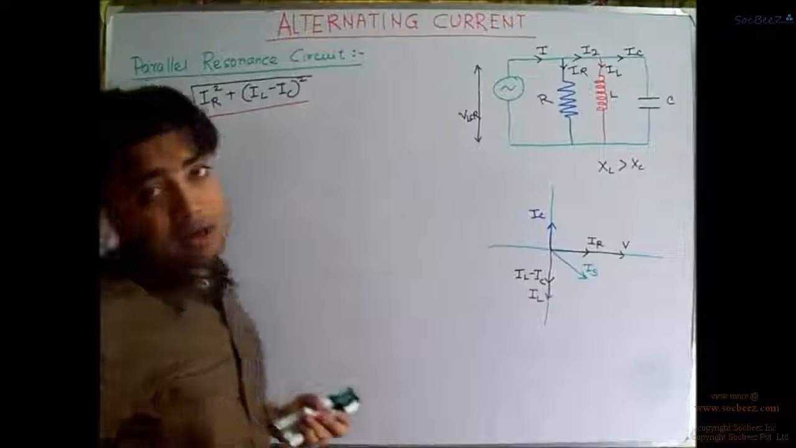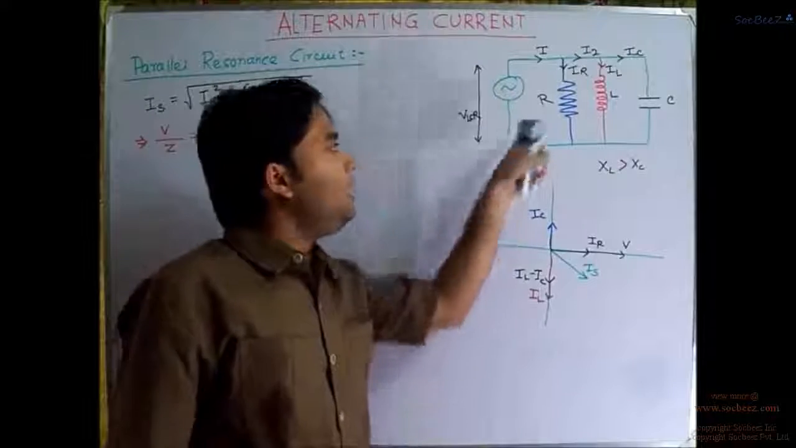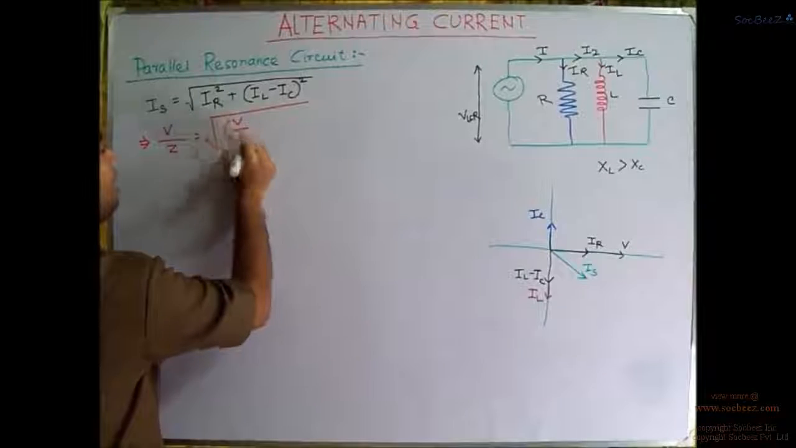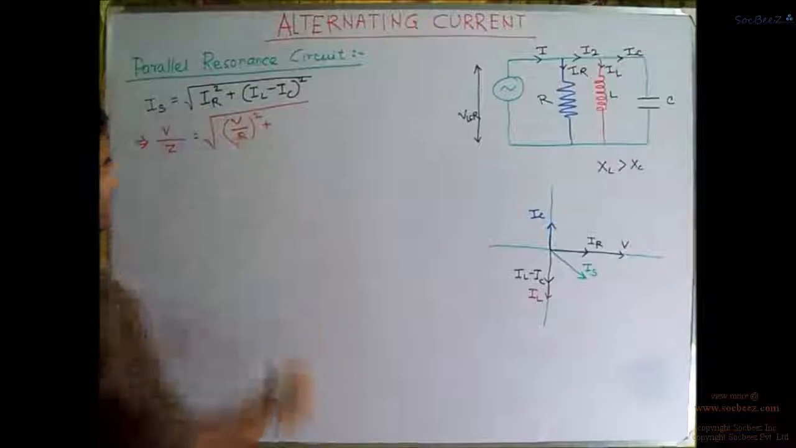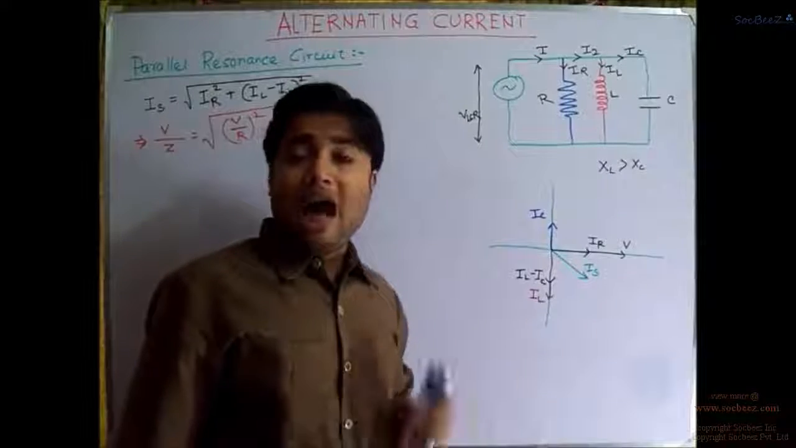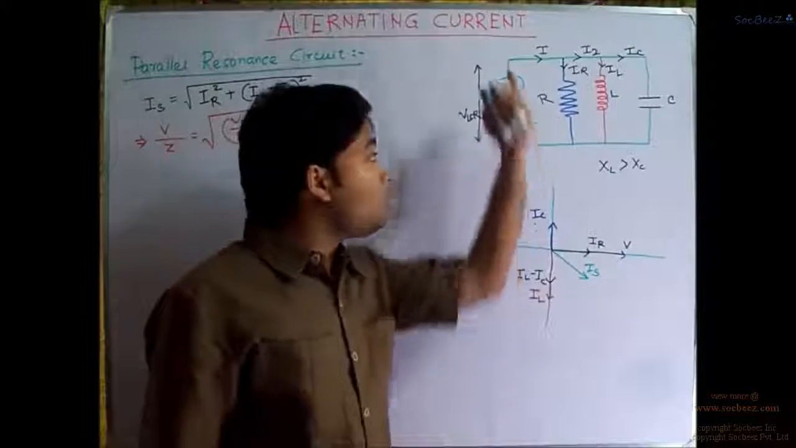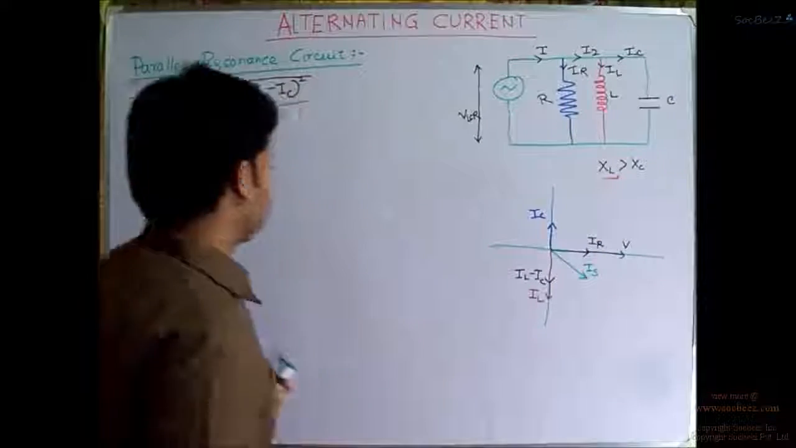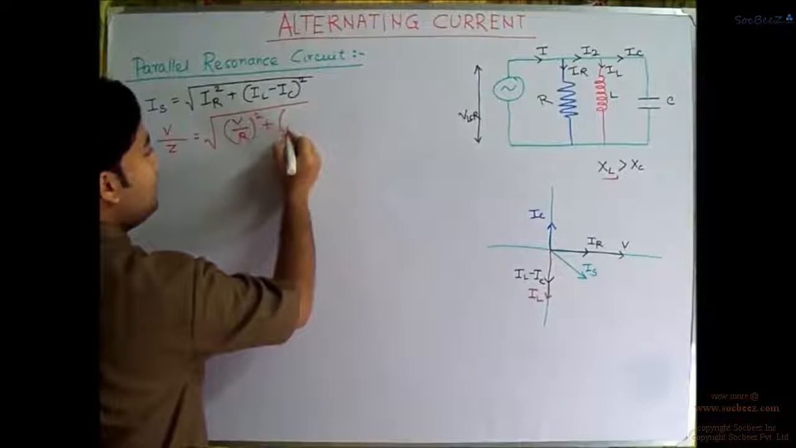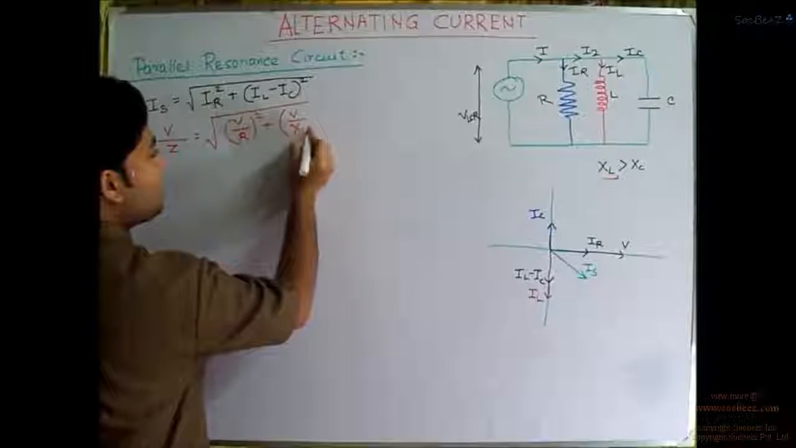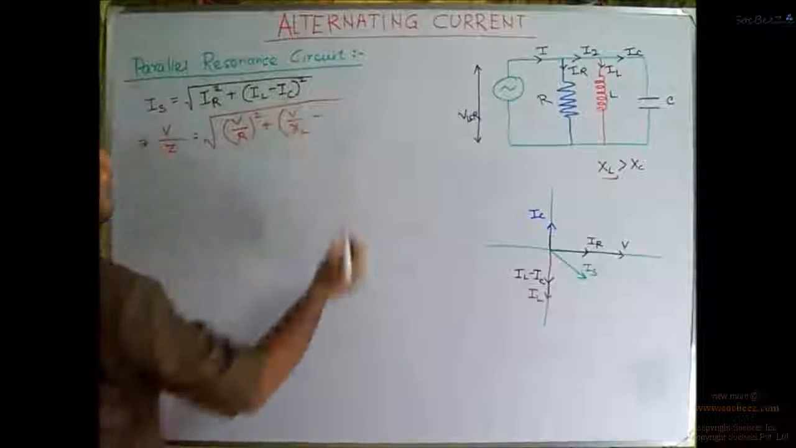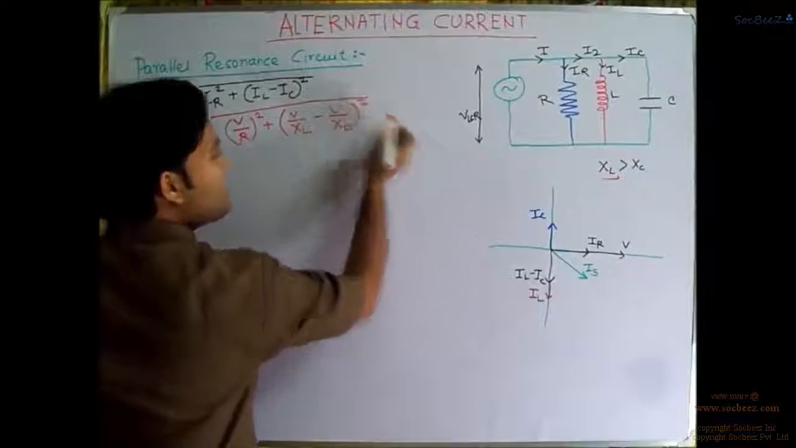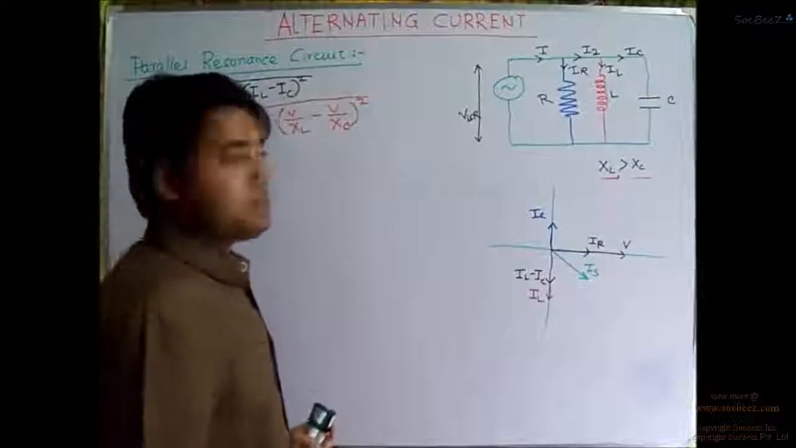So we can state it as V divided by Z is equal to the square root of, now what will be IR? Simply IR will be equal to V divided by R, right? So V divided by R, whole square, plus, now what will be IL? IL will simply be equal to V divided by XL, the inductive reactance. So this will be V divided by XL, minus IC, which likewise will be V divided by XC, where XC is the capacitive reactance, right?